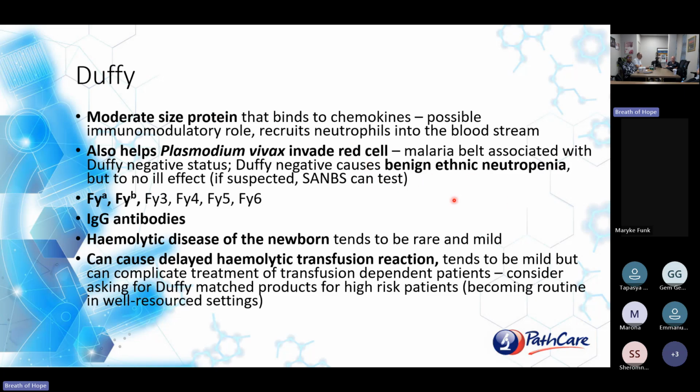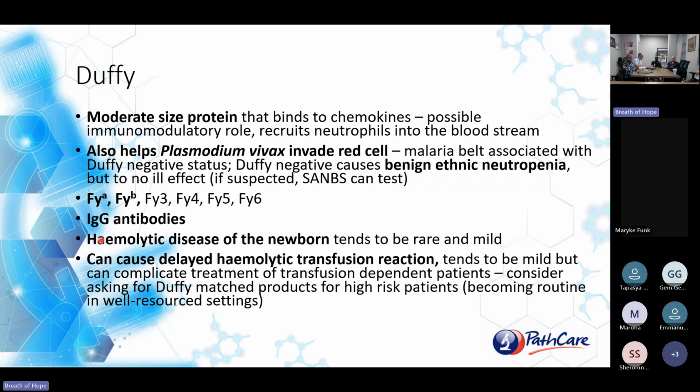So they have what's called benign ethnic neutropenia, which is due to being Duffy null. Sometimes if you have a patient with chronic neutropenia and you suspect that this might be benign ethnic neutropenia, you can ask SANBS to test the Duffy status. And if they are Duffy negative, you have confirmed the diagnosis.